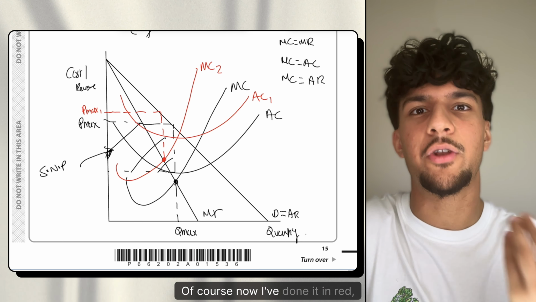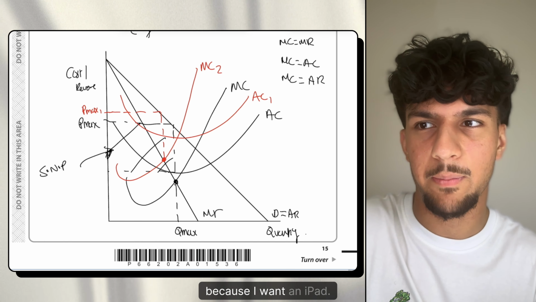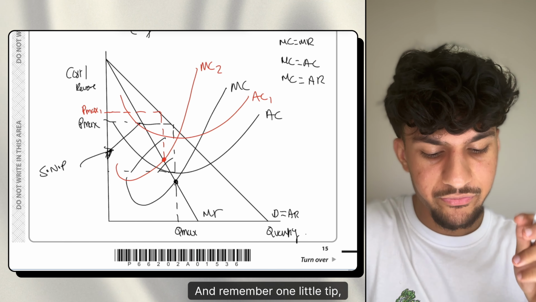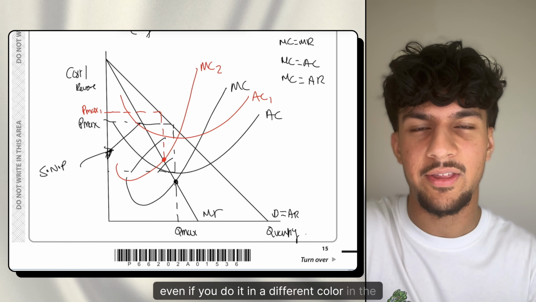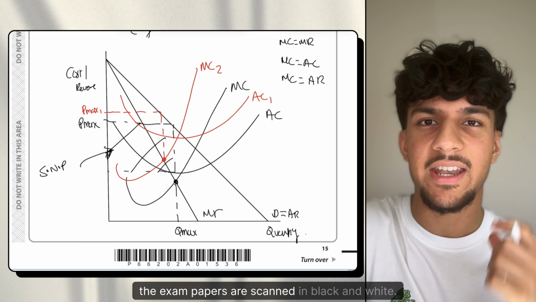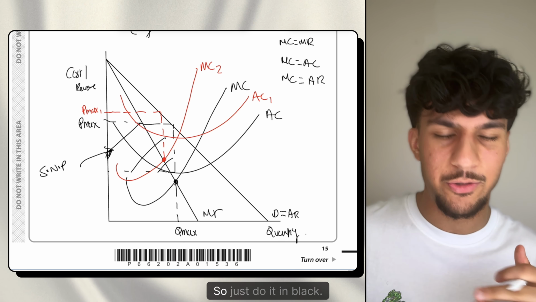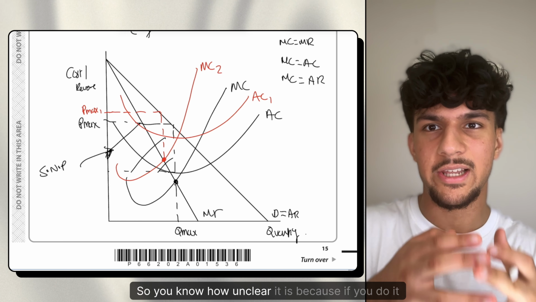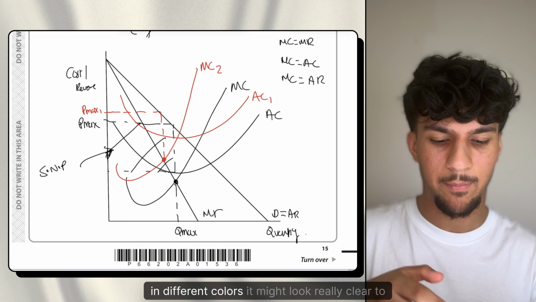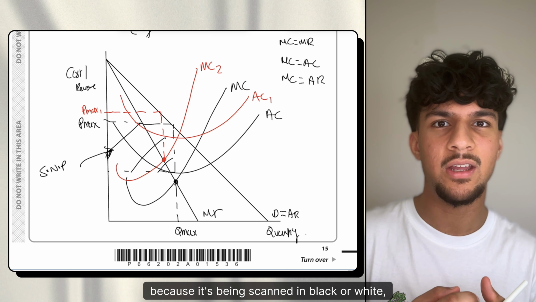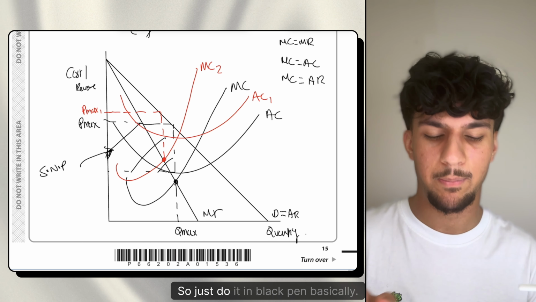Of course, now I've done it in red because I'm on an iPad, but in the exam it would all be the same colour. And remember, one little tip: even if you do it in a different colour in the exam, papers are scanned in black and white. So I would just do it in black, so you know how unclear it is, because if you do it in different colours, it might look really clear to you, but to the examiner, because it's being scanned in black and white, it might actually look really messy. So just do it in black pen, basically.